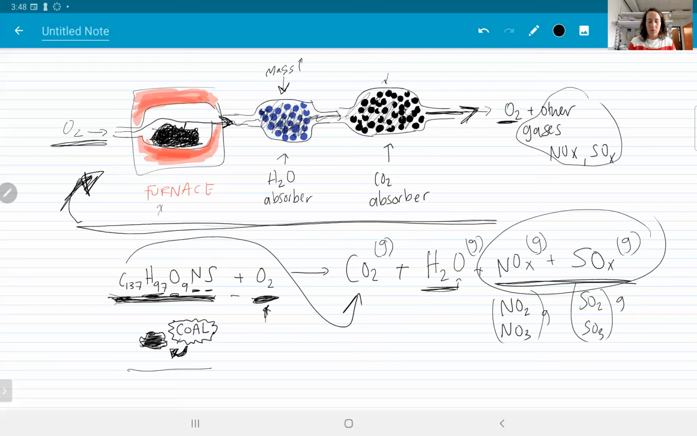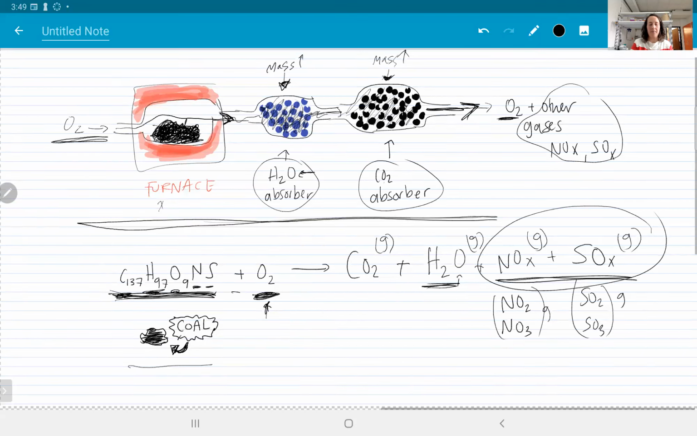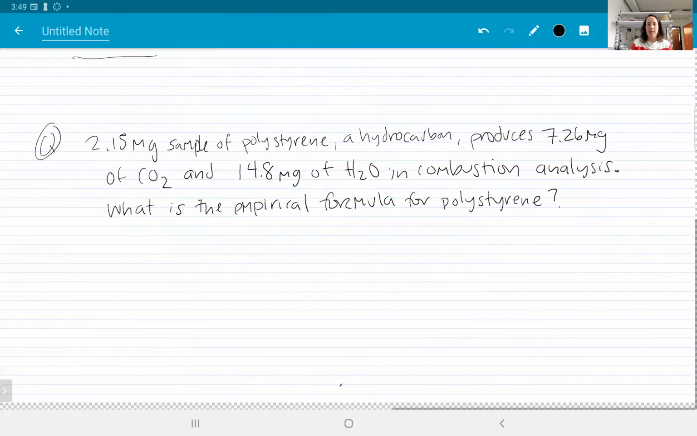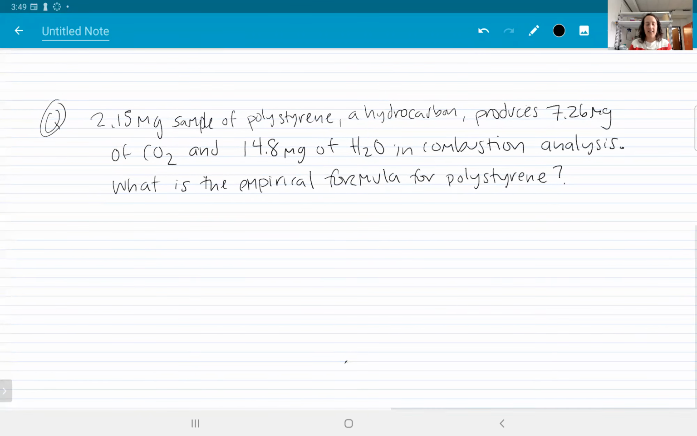Essentially, what you get from these combustion analysis reactions is the mass of water, and the mass of these beads also increases because it absorbs the carbon dioxide. So you see an increase in the mass of the beads, but you're able to deduce the amount of carbon dioxide that was produced and the amount of water that was produced from these combustion reactions. If we look at a sample problem, this is where you see how it plays into the combustion analysis chamber.